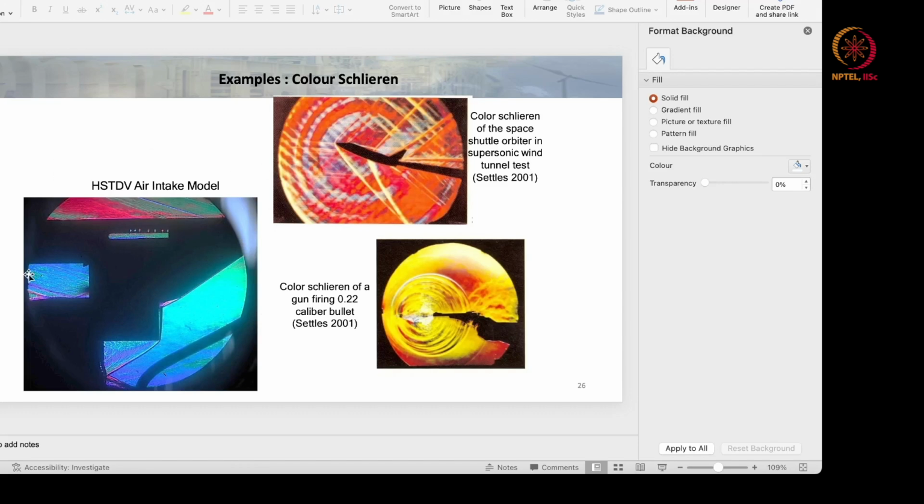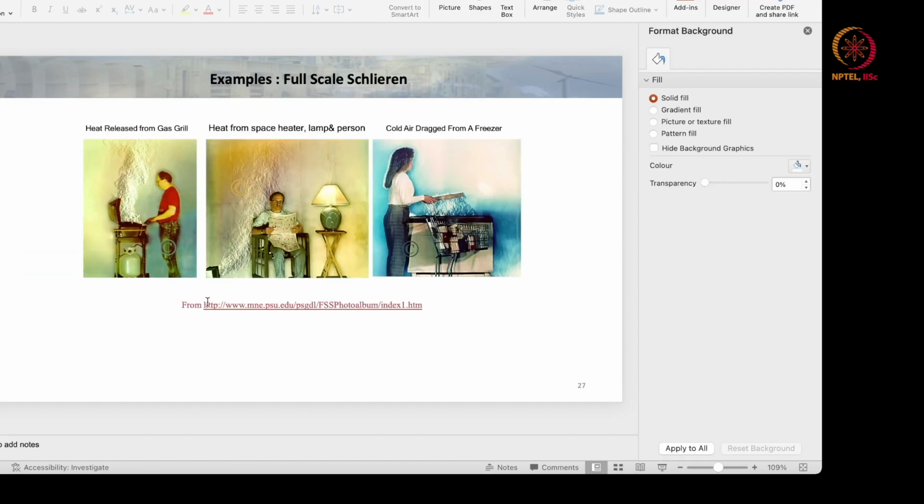So this is the kind of fidelity and the kind of things you can do. Here, for example, you have a full-scale Schlieren, which is very large scale. This is the heat released from a gas grill. This is someone reading a paper, and this is on a space heater. This is when you take an ice cream off from there or something like that. You can see there are very large scales and small scales, which can be focused using Schlieren.